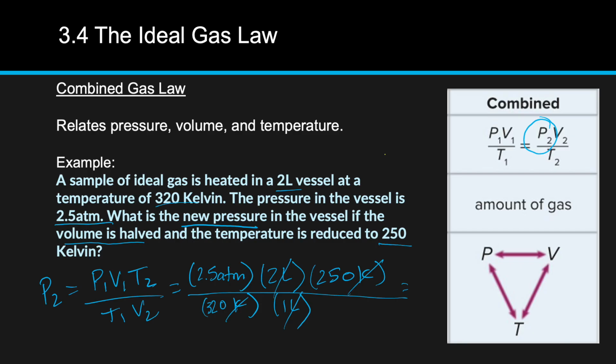So we have 2.5 times 2 times 250 divided by 320. That's going to give us 3.91 atmospheres.